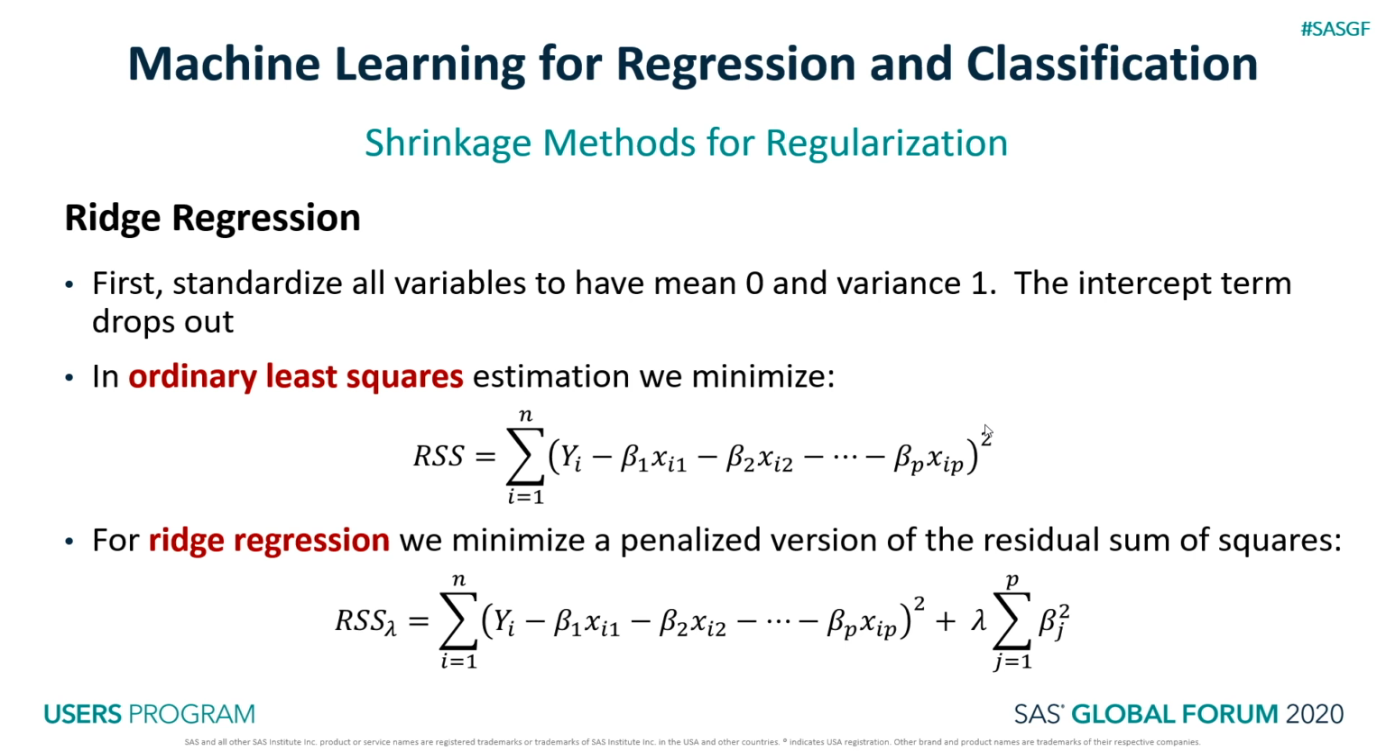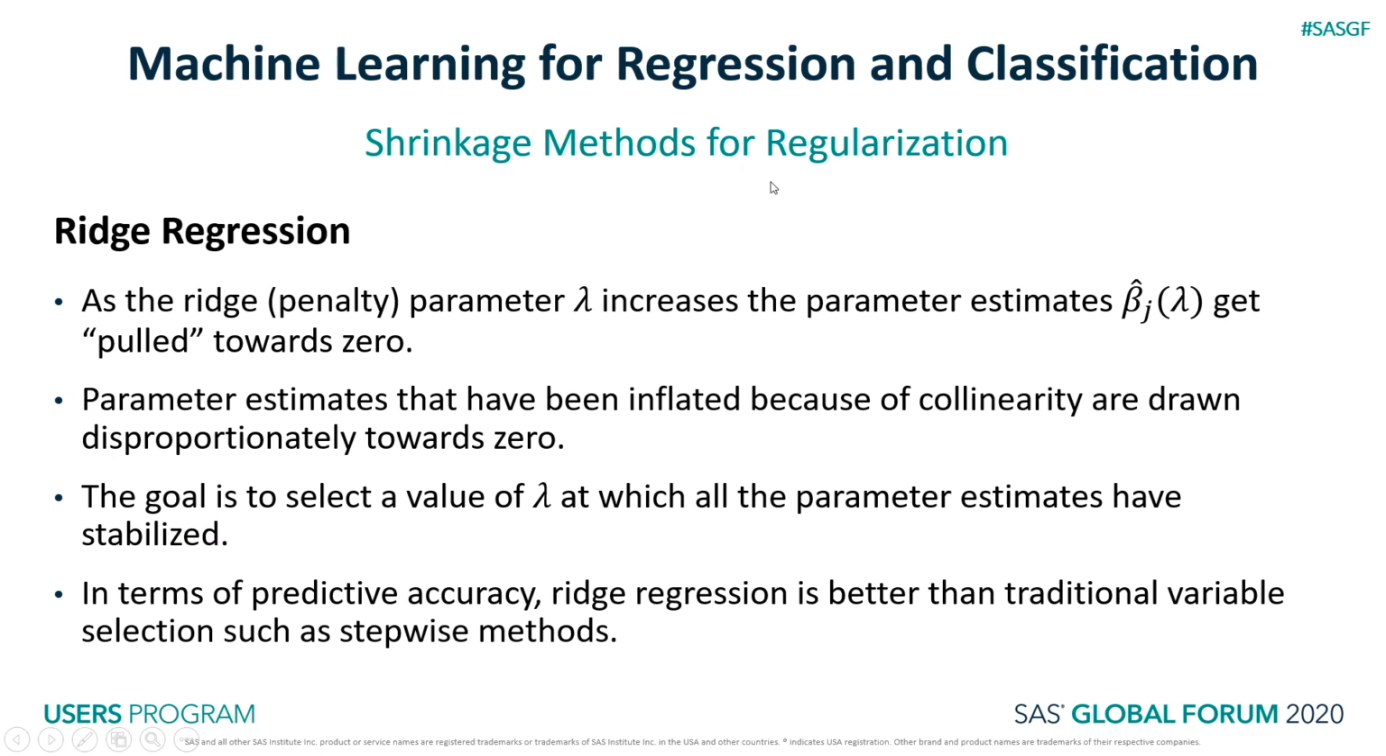In ridge regression, we minimize a penalized version of the residual sum of squares. We have the residual sum of squares and we add on a multiple of the sum of the squares of the regression coefficients, so the beta j squared. As the ridge penalty, the parameter lambda, increases, the parameter estimates get pulled towards zero. Parameter estimates that have been inflated because of collinearity are drawn disproportionately towards zero. The goal is to select a value of lambda at which all of the parameter estimates have stabilized.